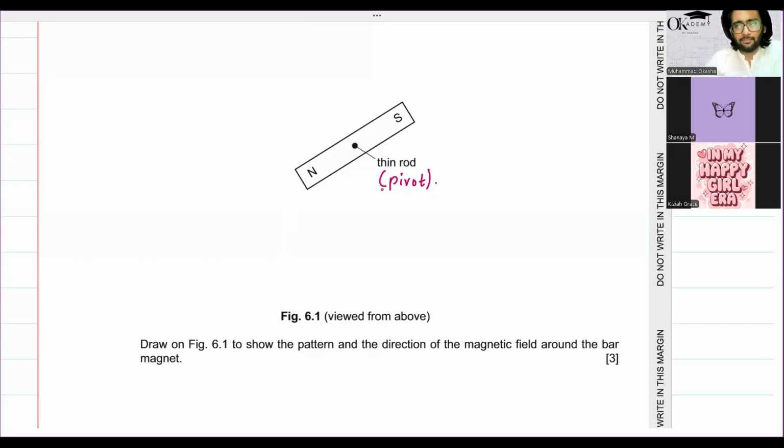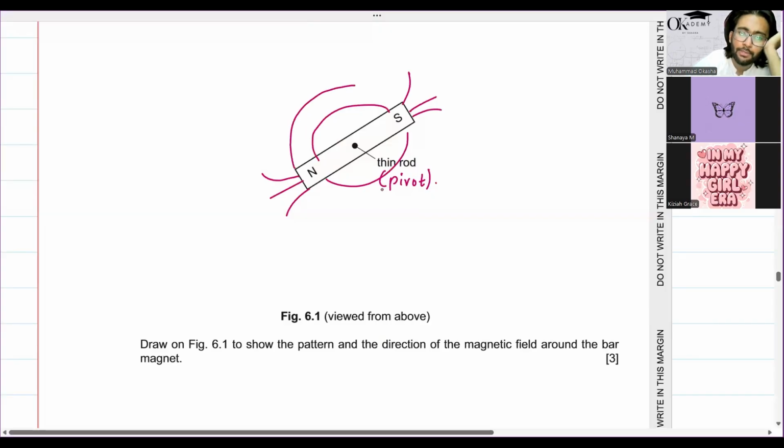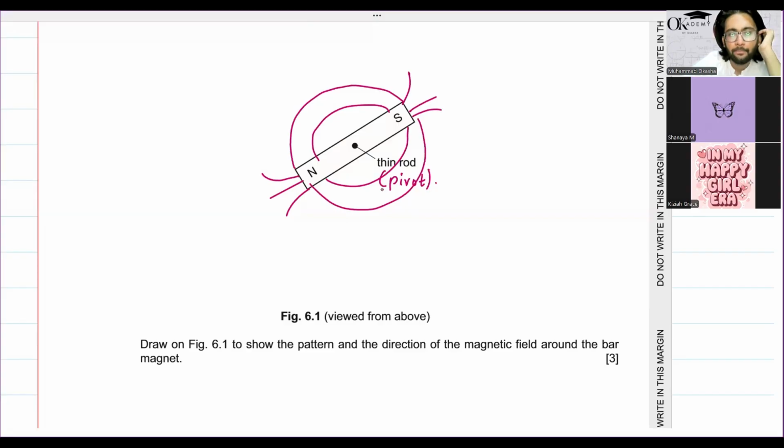I think we should have practiced this a lot, how to draw a magnetic field. Draw a line like this over here, draw a line like this, and another like this. If you want, you can draw one like this, but make sure to connect the poles. Make sure you do it responsibly. Okay, and then I think this should be enough, right? Yes.